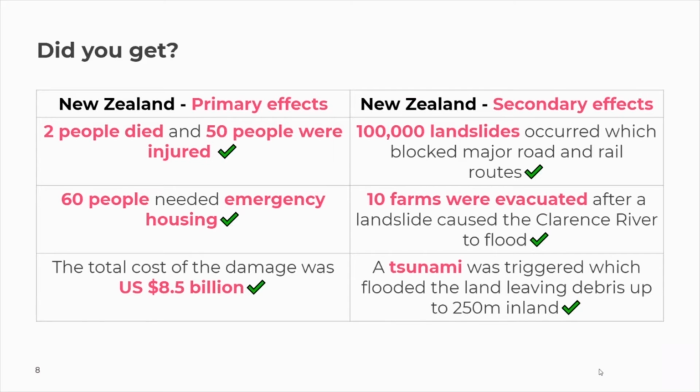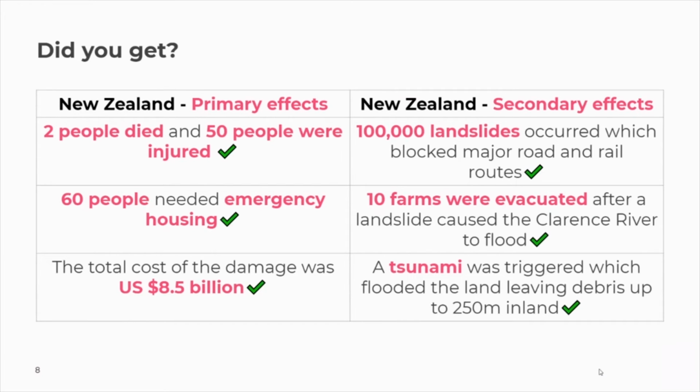Now give yourself a tick for each of those that you got correct. If there's any that you hadn't added, then add them now. And then let's have a look at the secondary effects. So secondary effects include 100,000 landslides occurred which blocked major road and rail routes. 10 farms were evacuated after a landslide caused the Clarence River to flood. And a tsunami was triggered which flooded the land, leaving debris up to 250 meters inland.